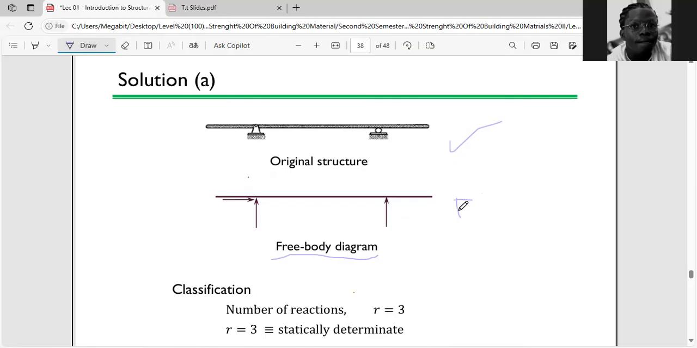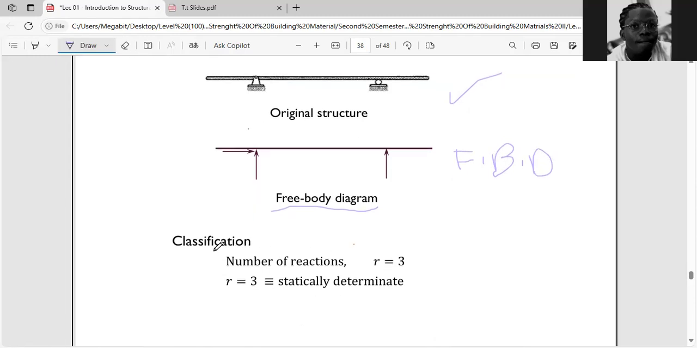Then from there, where will you come to? You come to your classification. After your classification, you realize that we have two supports which are supporting the beam. We learned earlier that roller supports have one reaction, which moves towards the north side, and hinge supports have two reactions, whereby one moves to the north side and one moves to the east side.